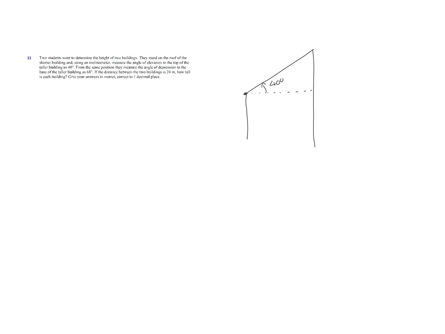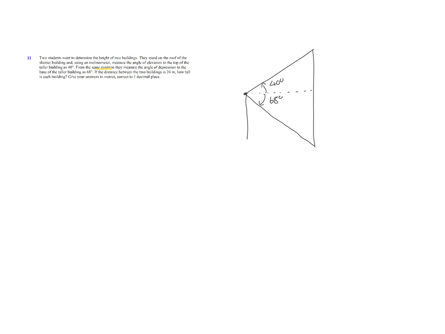Next step, from the same position, so they're not moving, they measure the angle of depression to the base of the taller building as 68 degrees. The angle of depression works like this. You look forward first, so what I mean with forward is you go along the dotted line, and then you look down to the bottom of the building, and the angle in between is 68 degrees.